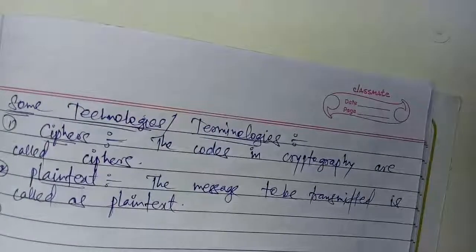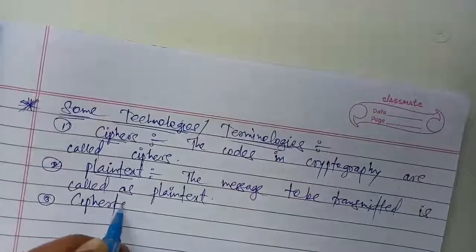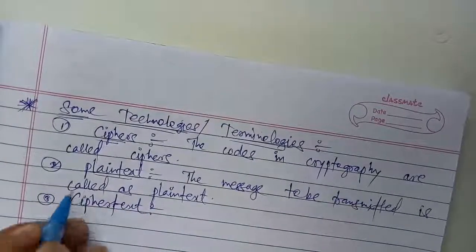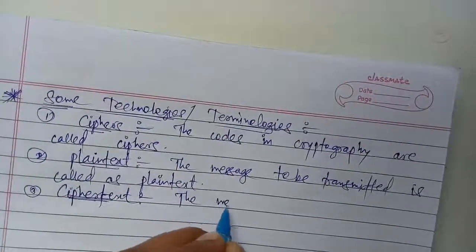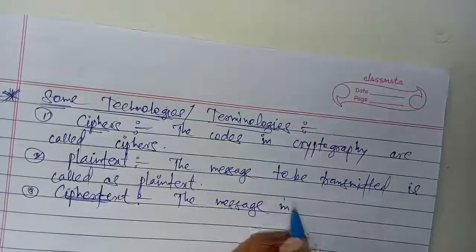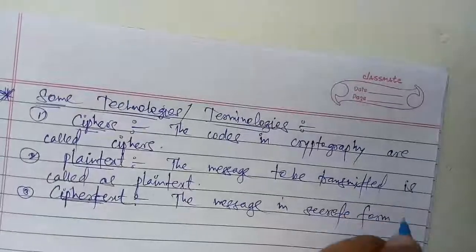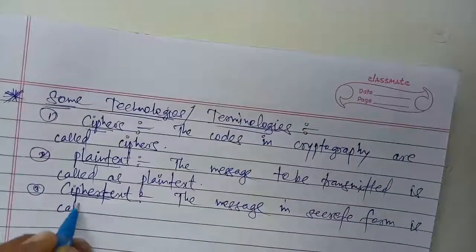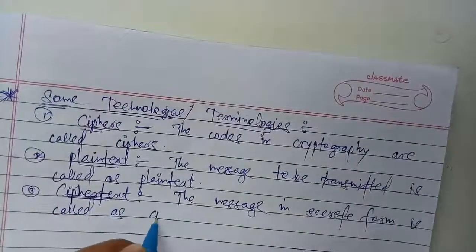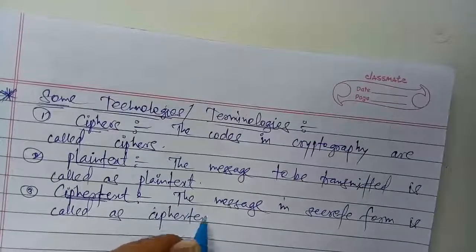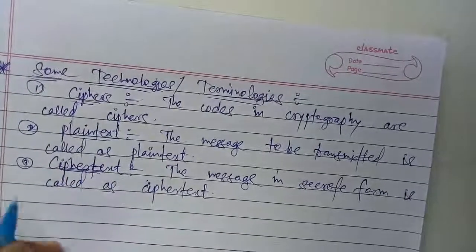Third point is cipher text. What do you mean by cipher text? The message in secret form is called cipher text.